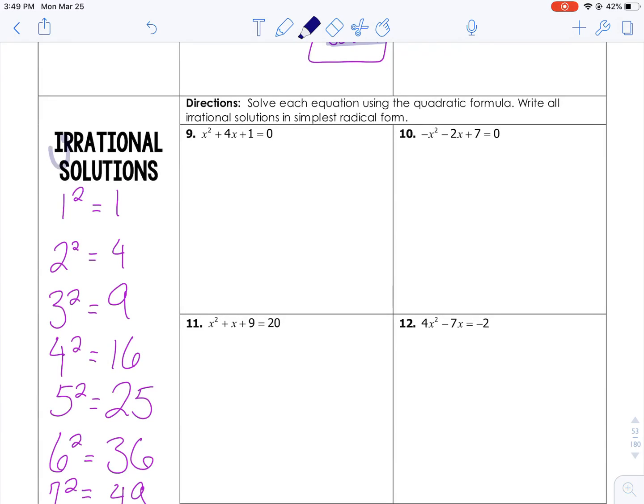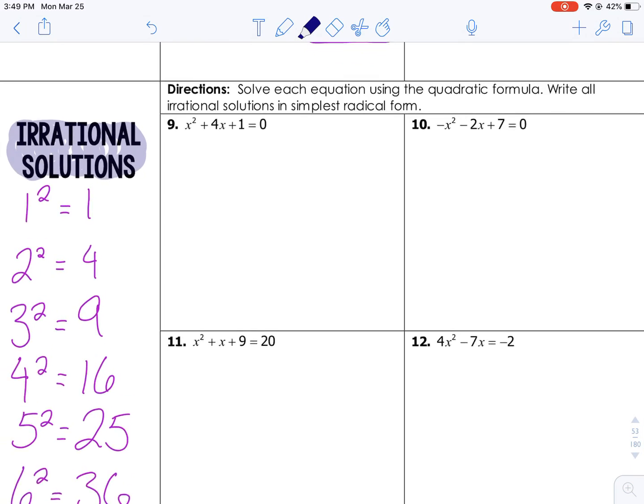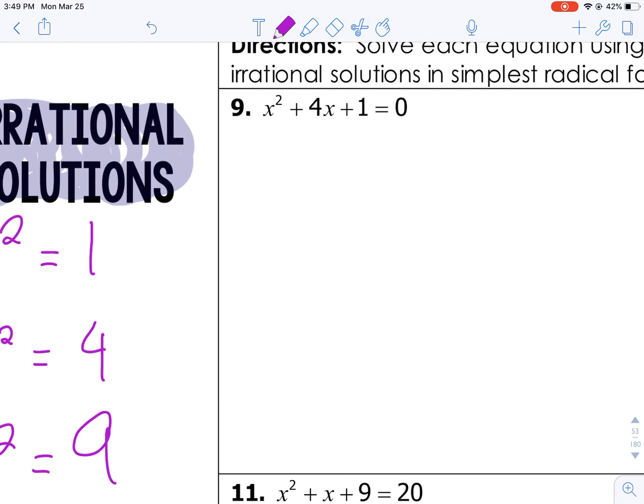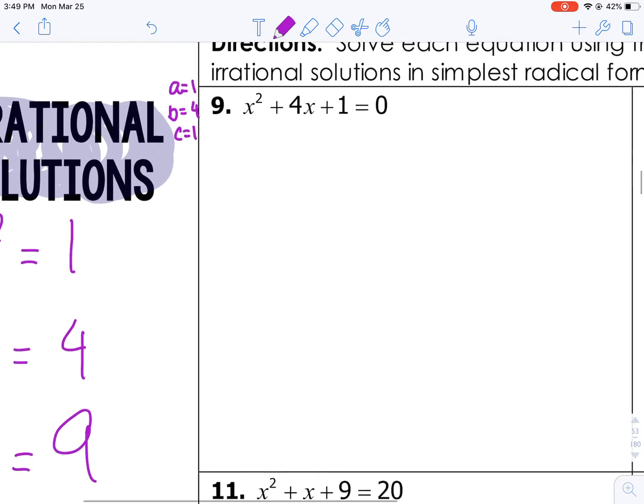So when I'm looking at number 9, it's obviously a different section. It's titled Irrational Solutions. So we got to talk about what that means. But to start out, my problem starts out the same. My A is 1. My B is 4. My C is 1.